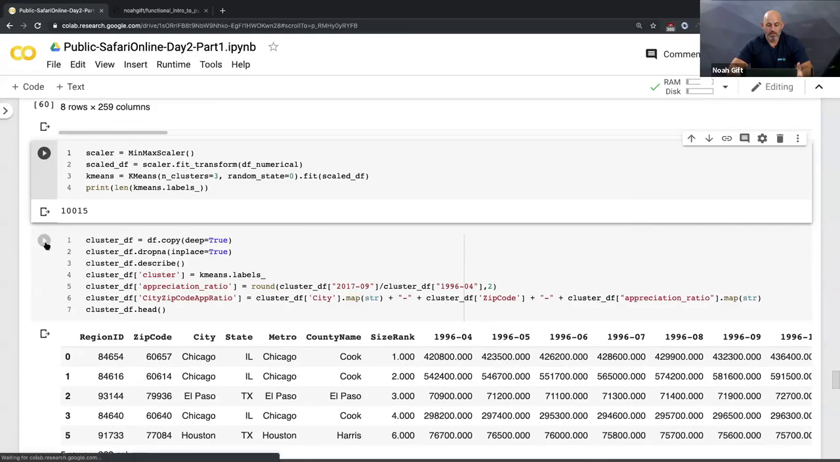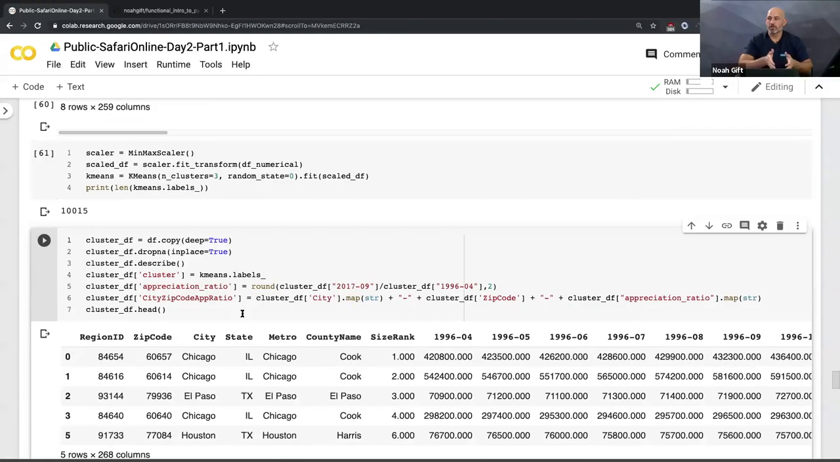Once I've done the cluster, I then add that cluster onto my data frame and actually add in a few little tricks here. So one of the things I do is I add a new column called city, zip code, and appreciation ratio. So now I'm going to use that later in an interactive plot so that when I hover over something, I can see what city it is, what the zip code is, and how much it's appreciated in price in the last 30 years.